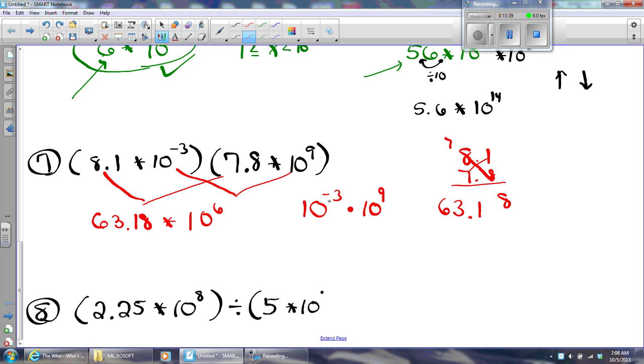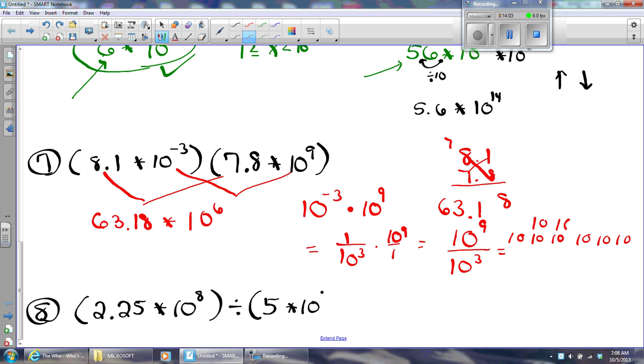Uh-oh, I have a negative exponent. I better use the reciprocal. That would be 1 over 10 to the third times 10 to the ninth, which could be written like this, 10 to the ninth over 10 to the third. Wouldn't there be 9 tens all being multiplied? And then there's 3 tens down here. And these 3 tens would cancel with 3 of those tens, leaving 1, 2, 3, 4, 5, 6 tens being multiplied.